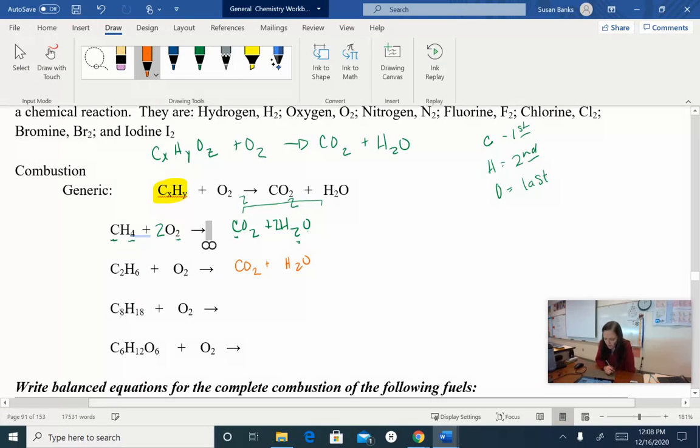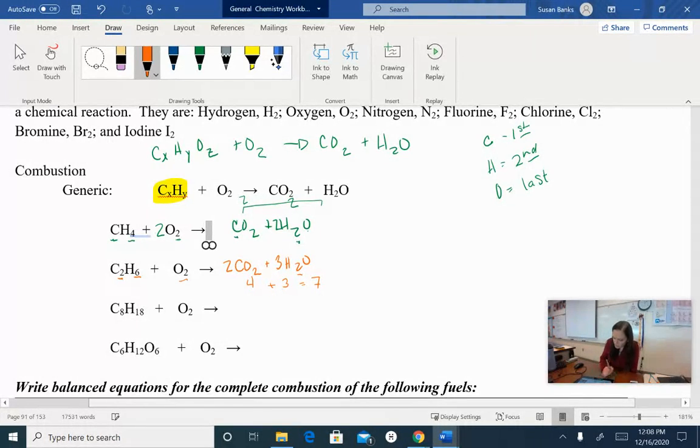All right, 2 carbons. So I need to double up my carbon dioxides to get me 2 carbons. 6 hydrogens, 6 divided by 2 is 3. Okay, 2 times 2 gives me 4 oxygens here. 3 times 1 gives me 3. 4 plus 3 is 7.